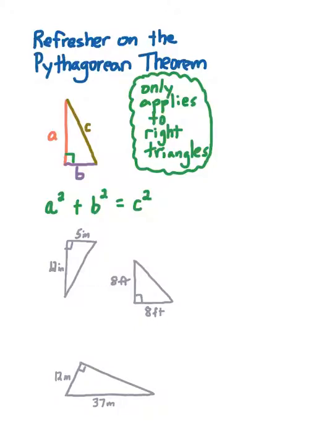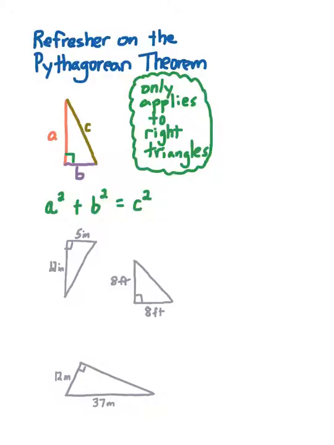Now let's do a refresher on the Pythagorean theorem. We did this in 7th grade math, but this, remember, only applies to right triangles. Remember, we call the two side lengths that make up the right angle of a right triangle the legs, and the side opposite the right angle is called the hypotenuse. And this theorem, which has been proved many times, says that if I square the length of the two legs and sum those, that'll equal the square of the hypotenuse.